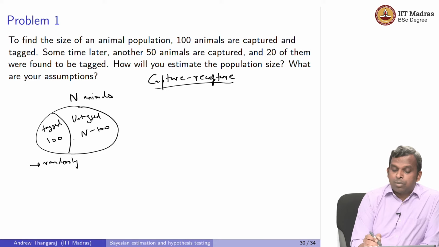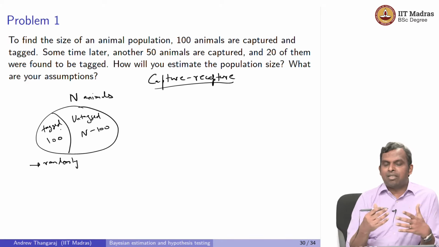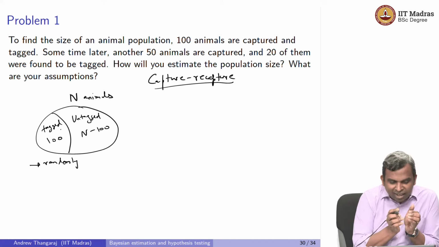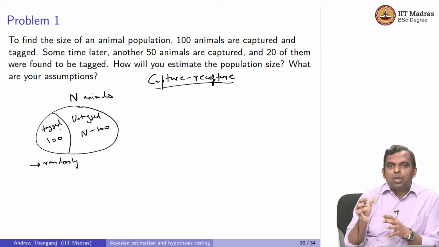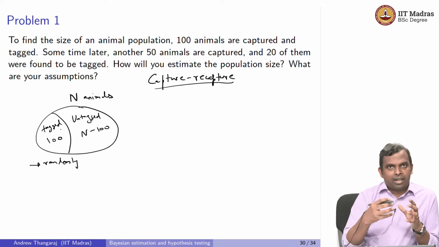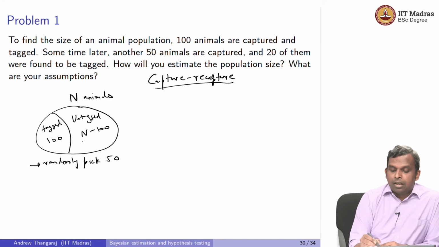These are your assumptions. Your initial assumption is that these 100 tagged are equally spread out over the entire range of area where you expect the animals to be. All these assumptions are critical. You can't just go to one area, tag all of them there, then go to some other area and recapture, because then you'll find something else. It's not correct. It should be uniformly spread. So randomly pick 50 from this set. When you do that, you found that 20 were tagged.